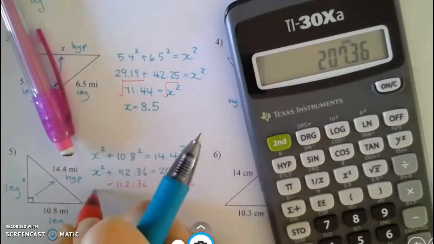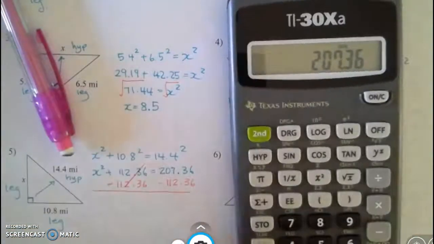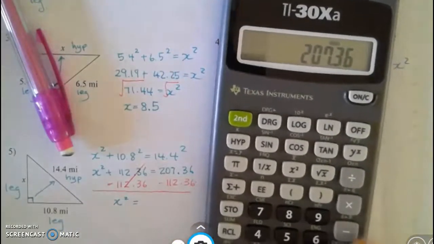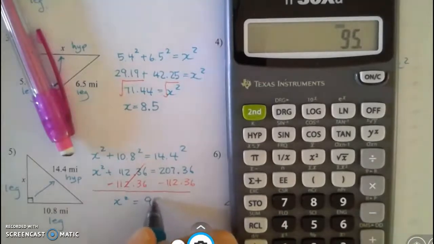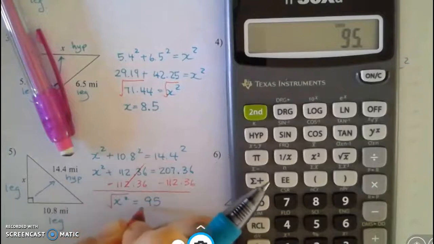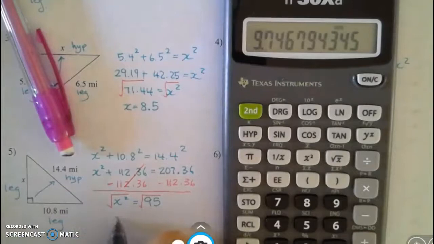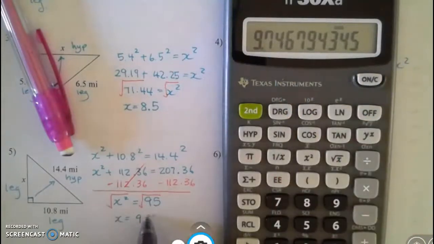Okay, and when you do that, this goes away to 0, and on the left hand side you're left with x squared. On the right hand side, you're subtracting 112.36 from this number, and that leaves me with 95. So I have x squared is equal to 95. I don't want x squared, I want x, so I take a square root of both sides. And when I do that, I get x is equal to 9.7. The next digit is 4, so I leave it as 9.7.